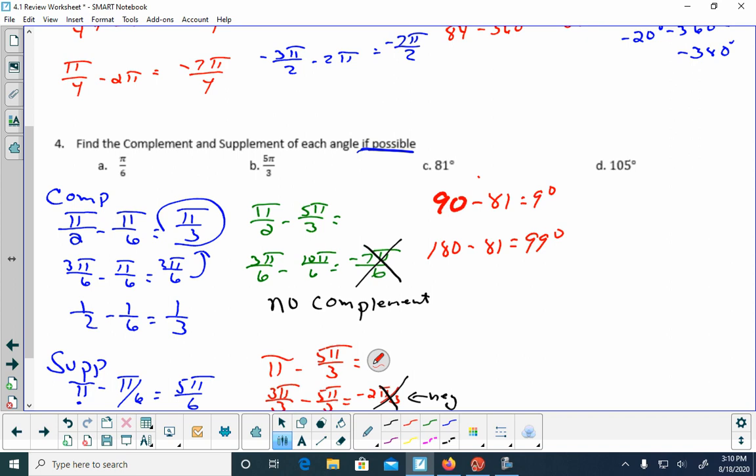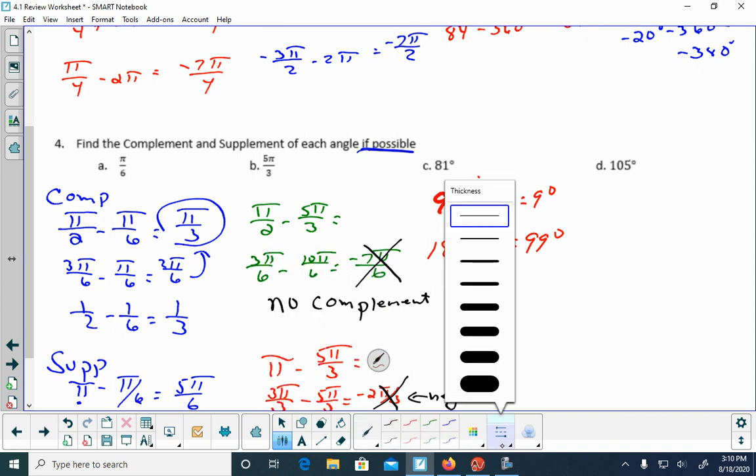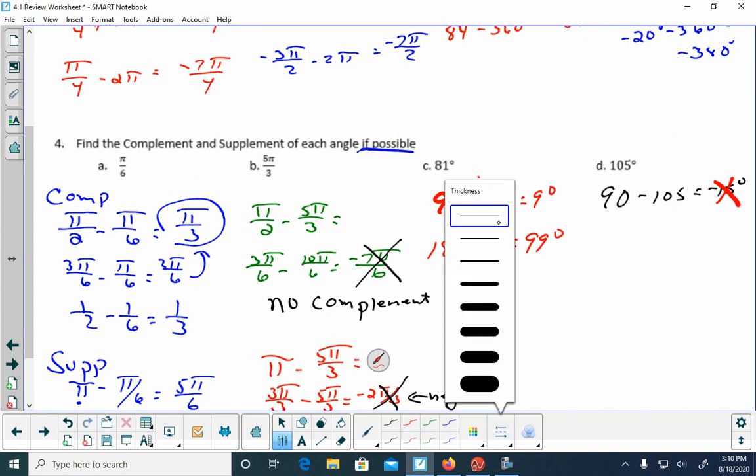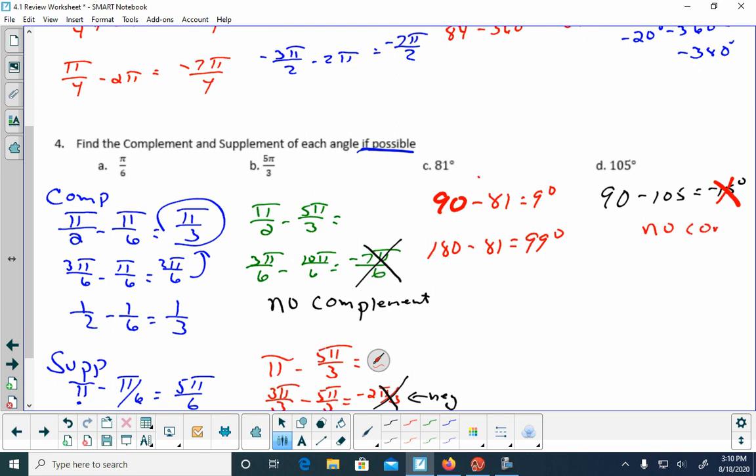Next one, I have 90 minus 105, and I end up with a negative 15 degrees. That is negative. So I'm going to say that is not possible, which means I have no complement. And then I'm going to take 180 degrees and subtract 105 degrees and end up with 75 degrees, and that is my supplement. So that's how you are expected to know those formulas for complement and supplement.